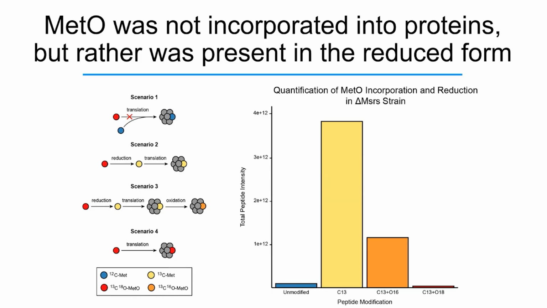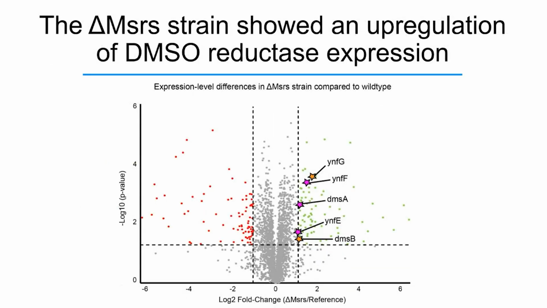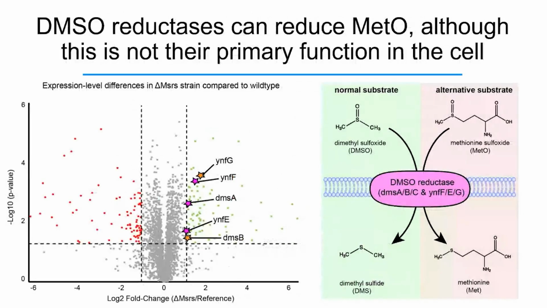So what we want to do, again, using our proteomic data set, is look at any expression level differences to see if there's any patterns there. And what we actually saw was that this whole class of enzymes in the DMSO reductase family are being upregulated in this MSR mutant strain compared to a wild type strain. And I'll go into a little bit more what those DMSO reductases are.